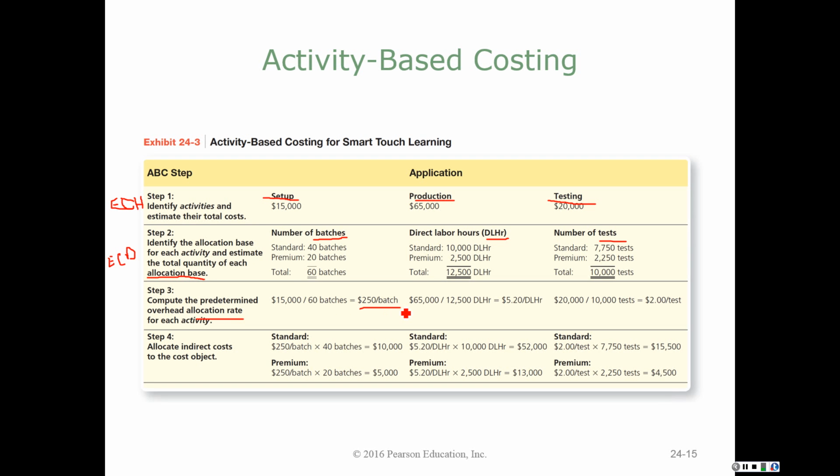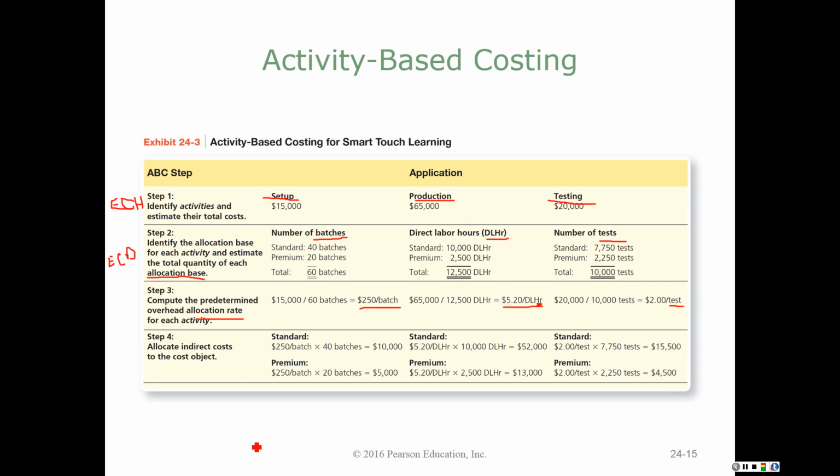It is $250. So for every batch, every time I have to set up the machine again for a new batch, it costs me $250 in overhead. On production, we're estimating that for every direct labor hour, not cost, but hour that I incur, I'm spending $5.20 in overhead. And for every test that I run on my product, I am incurring $2 of overhead for those tests. Okay, so once we know those allocation rates, $250, $5.20, $2.